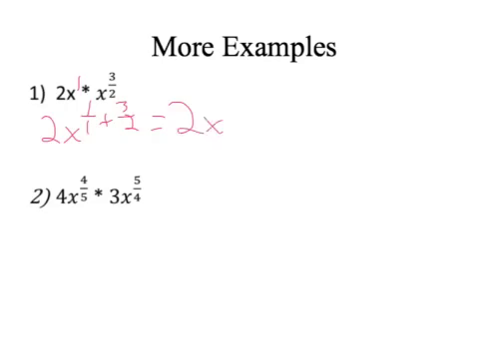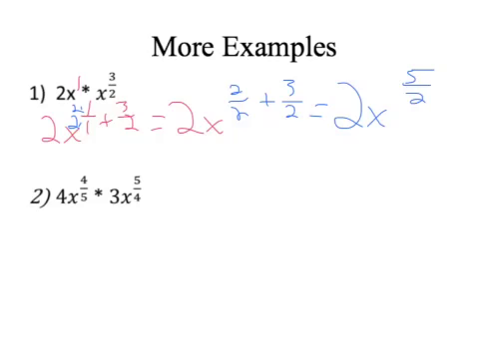So we need a common denominator between 1 and 2, which would be 2. To get from 1 to 2, I have to multiply top and bottom by 2. 2 times 1 is 2, 2 times 1 is 2. And 3 over 2 already has a denominator of 2, so it stays the same. So 2x is going to stay the same. 2 plus 3 would be 5 over 2.